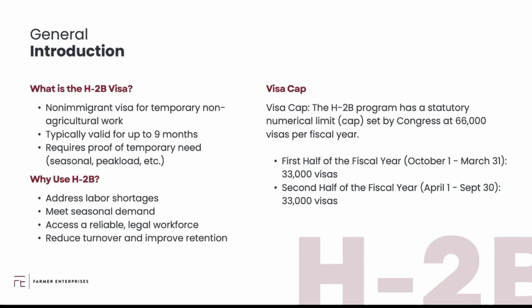There are four different ways that you can demonstrate this. The four ways are what's called an intermittent need. Most people don't use those. I very, very rarely see them. A one-time occurrence need, a seasonal need, and a peak load need. A lot of people get confused or conflate what is a seasonal and peak load need.